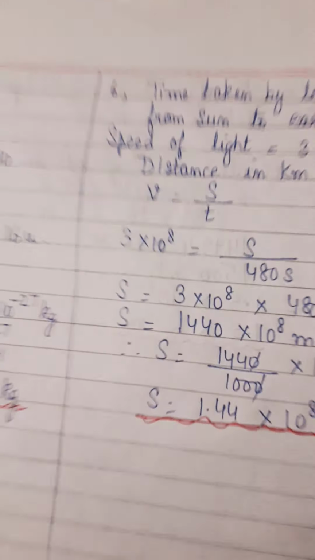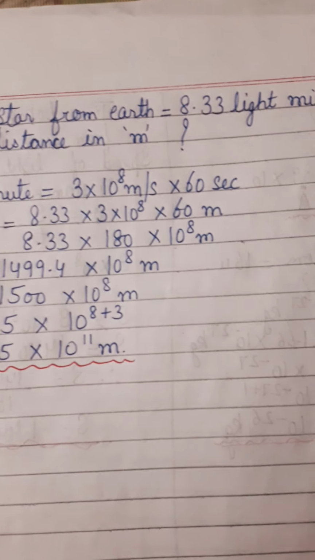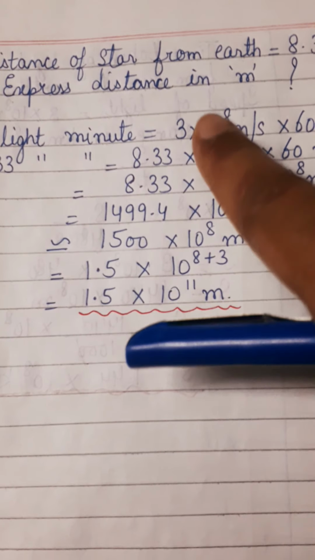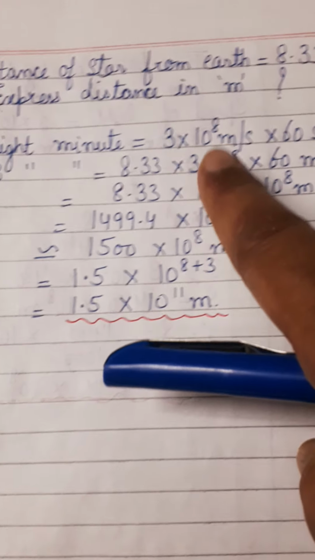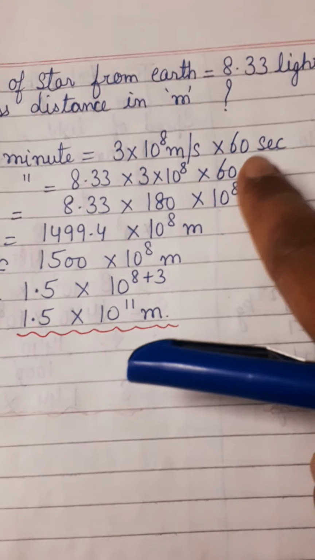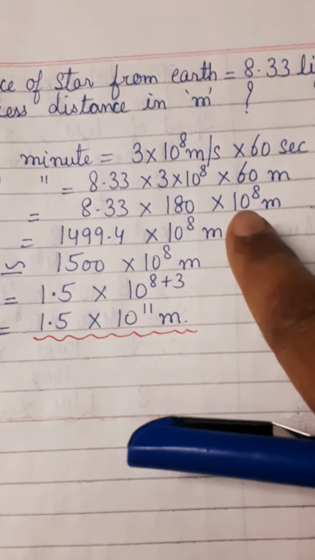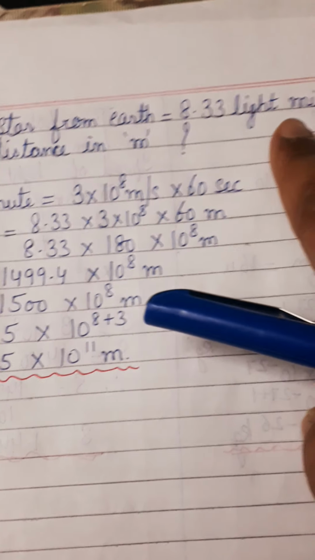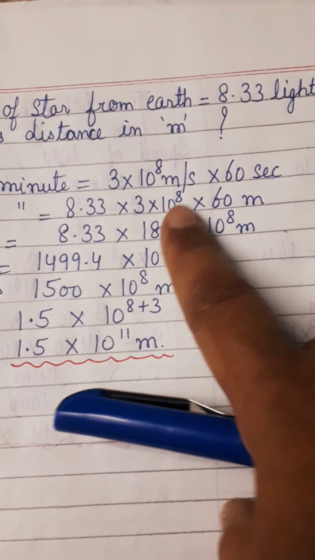Now I come to the last question of the exercise, that is the 7th numerical, in which it is given that the distance of the star from the earth is 8.33 light minutes. This is given to you and they have told you to express the distance in meters. Now if you remember children, I have already taught you that 1 light minute is 3 into 10 to power 8 meters per second into 60 seconds. So when I multiply this, I get it as 180 into 10 to power 8. Now I need to find out the distance traveled in 8.33 light minutes. So that will be 8.33 into 3 into 10 to power 8 into 60.